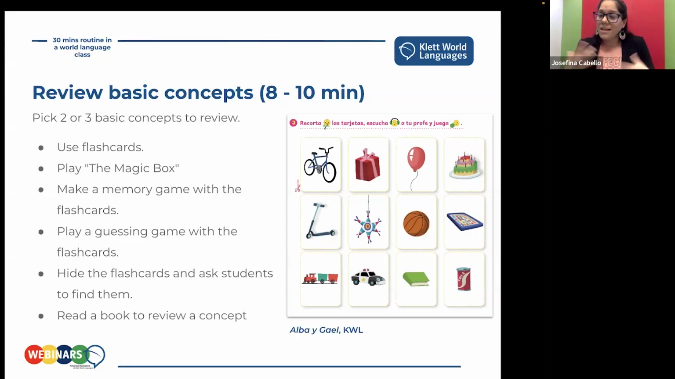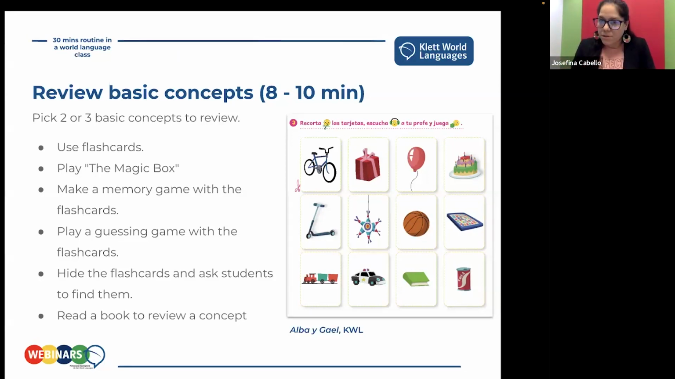So that's another interesting game, but please remember where you hide the flashcards, because what happened to me one time, we were doing a Christmas unit and there was one card that we could not find, and my students found the card, I think somewhere around Easter. So it's always important to remember where you hide the cards so your students can find them. And finally, you can also read a book to review a concept.